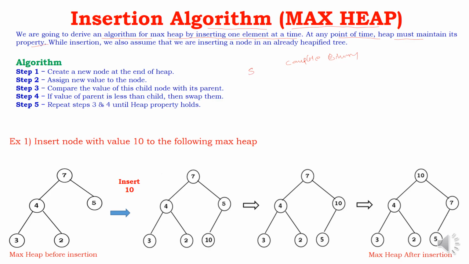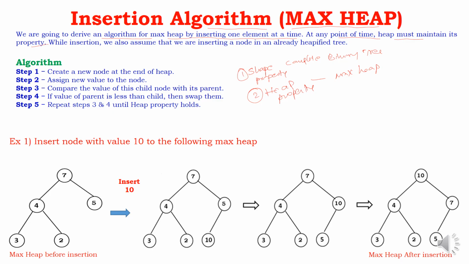It is the shape property, complete binary tree, and the heap property: max heap, parent should be greater than children. So it should satisfy these two properties, shape property and heap property. Every time you insert an element, you have to check whether it is satisfying the shape property and whether it is satisfying the heap property. See the algorithm.